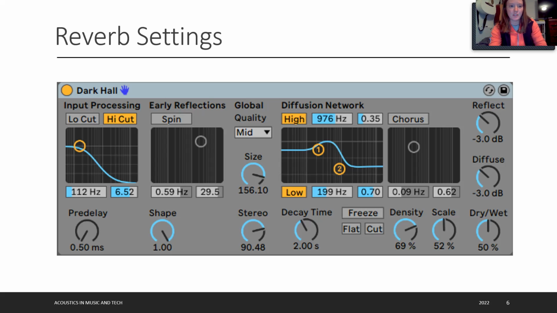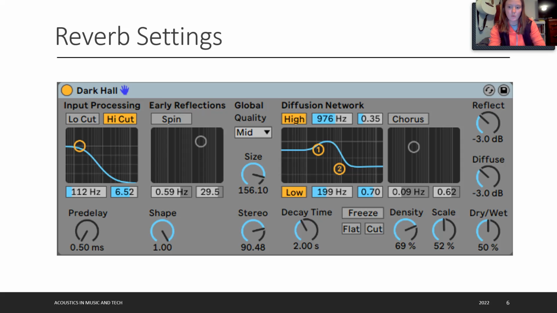So then here is a picture of the Dark Hall reverb setting. This is while we were iterating through the decay time. So for this particular example, you'll notice it's set at 2 seconds. The pre-delay time was always set to 0.5 milliseconds when we were working with the decay time. And then outside of the dry/wet, all of the other settings are stock. That is how they were through the entire thing as well.